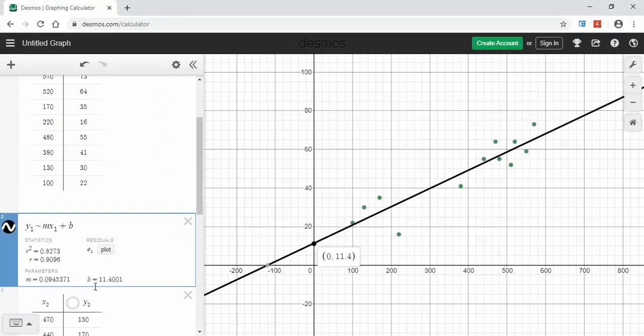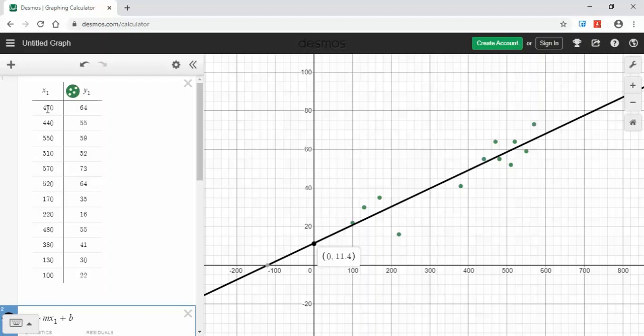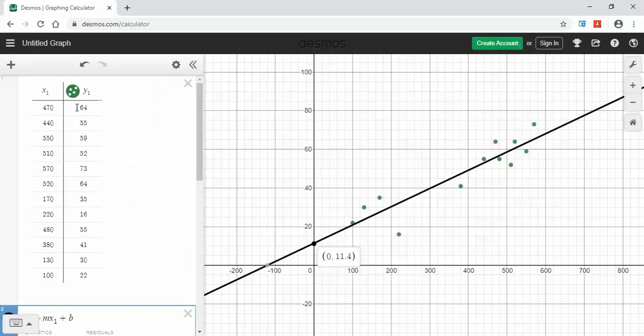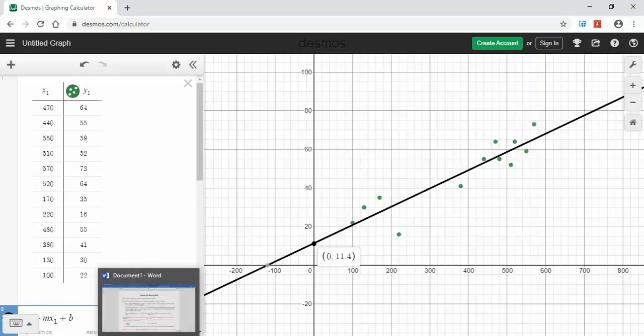So if I go back to Desmos here, you're going to notice that this 470 matches up with what we had there, 470. And 64 grams of sugar, that also matches up with what we have in Desmos of 64. So anywhere where you see X, we need to think about that as representing calories. And anywhere where we see Y, we're going to think of that as representing grams of sugar. So what we're going to do is interpret.